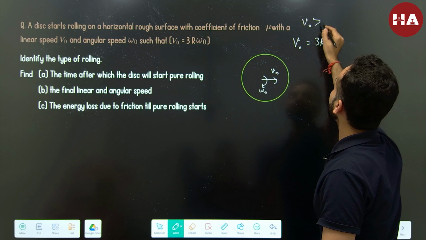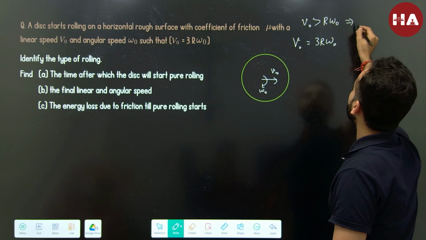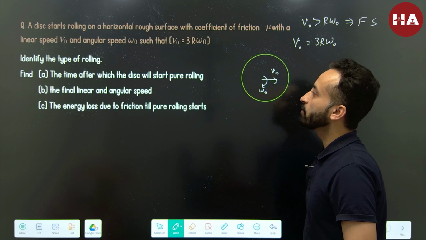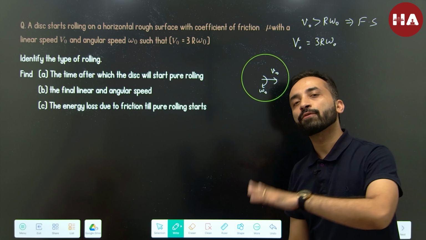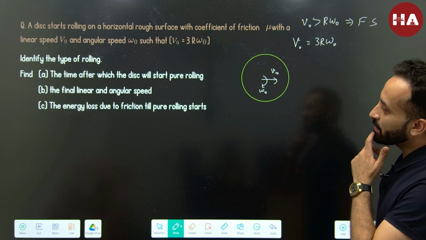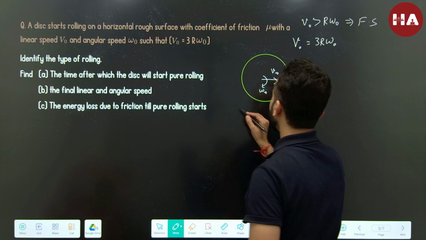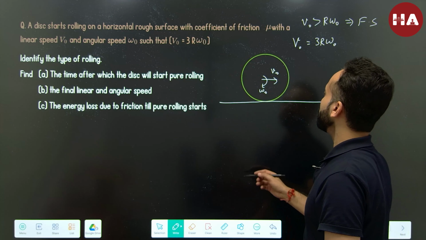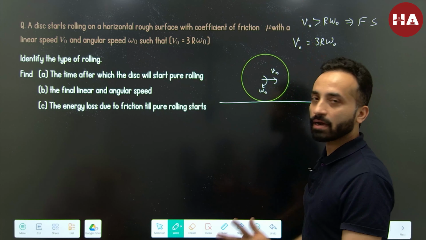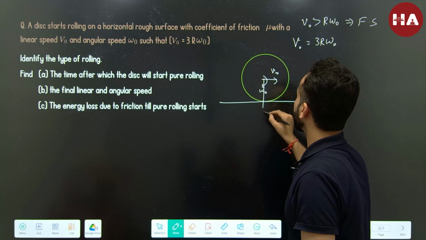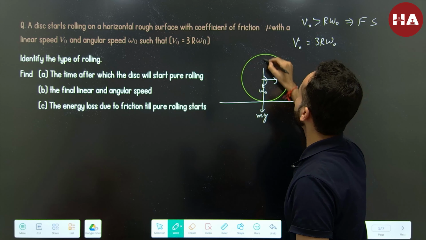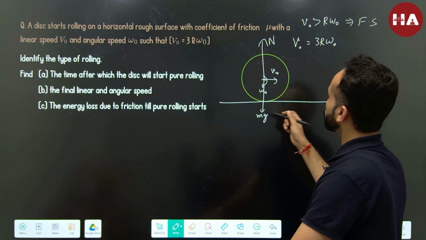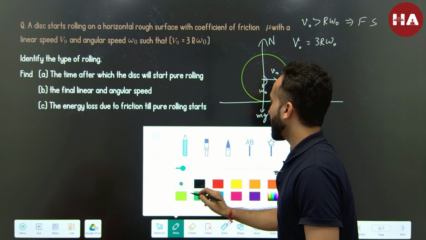Therefore I will straight away write that v naught is greater than r omega naught, and it is the case of forward slipping as we have discussed. Identify the type of rolling. The answer is rolling with forward slipping. Then, the time after which the disc will start pure rolling. Let's imagine that this is the surface, and draw the free body diagram. mg will act downwards and normal contact N will act upwards. Since this is moving to the right and slipping to the right, friction will act to the left.